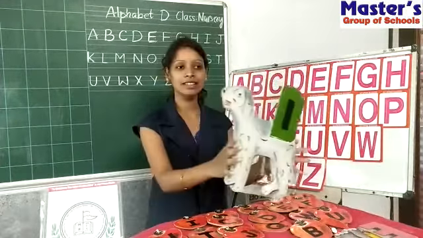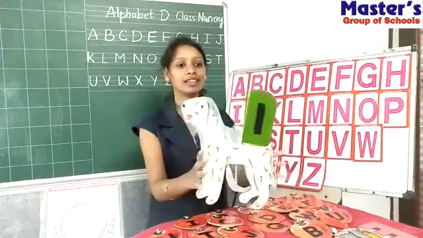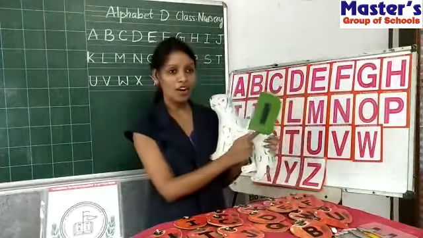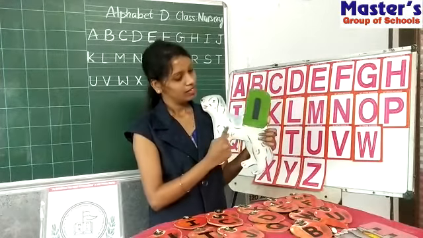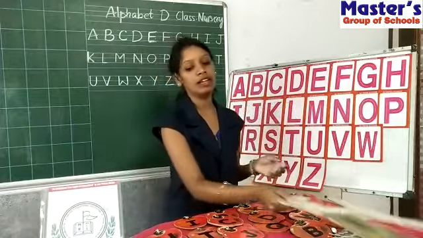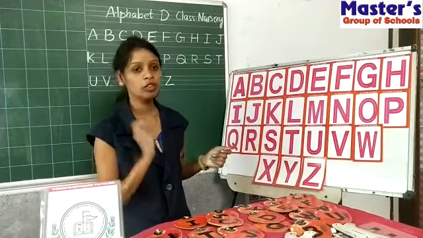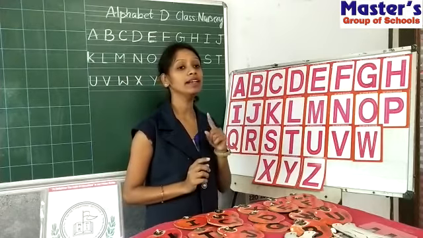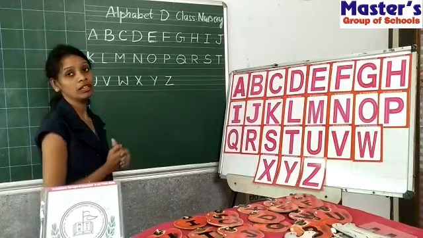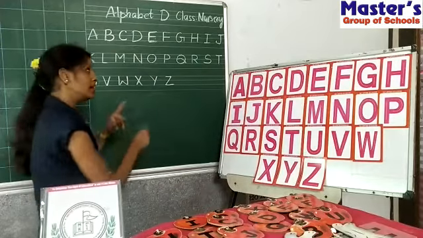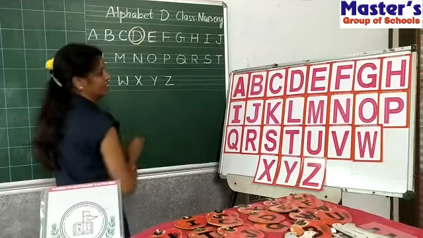Now, what is this? Tell me. D for dog. Okay, very good. Now, I will show you how to write D. Okay, come on, where is the D in this? Tell me. Here. Very good. D.